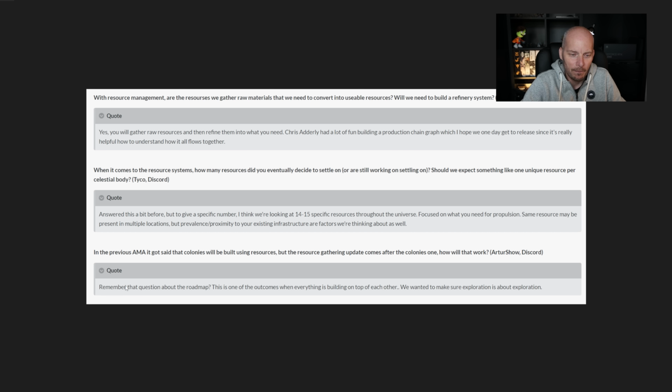How will that work? So there was a question further on that was answered about the roadmap. This is one of the outcomes when everything is building on top of another. We wanted to make sure exploration is about exploration. So effectively what this means is that Intercept Games did not want to build KSP2 to be about base building, about resource gathering and resource processing and building up supply chains and all of that. It first and foremost is about rockets. So that's why they've put the ability to construct colonies first.